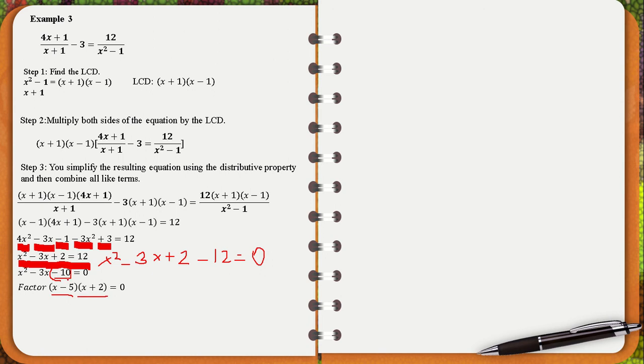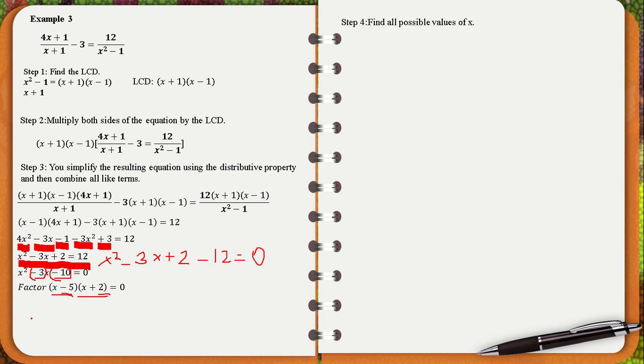Kinonsider ulit natin yung negative 10. Anong factors ng negative 10, na kapag pinag-multiply, makukuha ang negative 10 at kapag pinag-add, makukuha itong coefficient ng middle term na negative 3? So ito po yung negative 5 at positive 2. Negative 5 times positive 2 equals negative 10. Negative 5 plus 2 is negative 3.